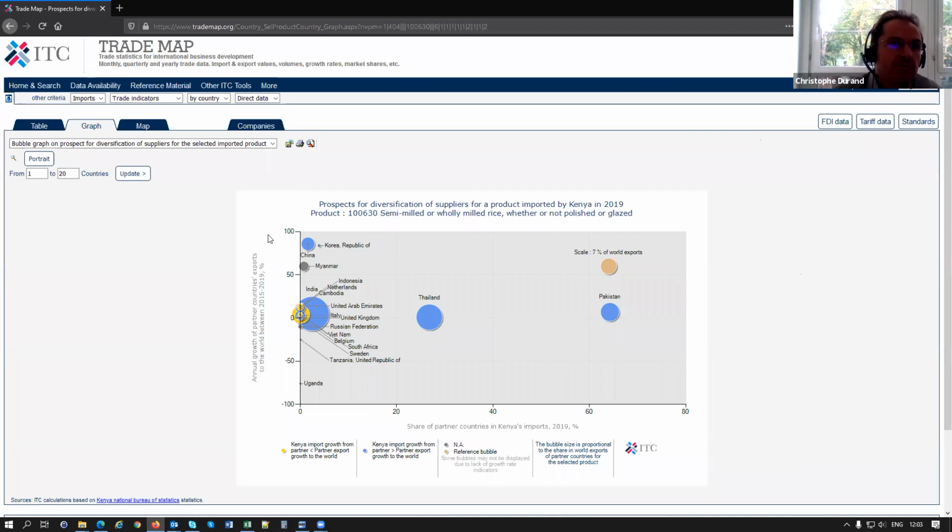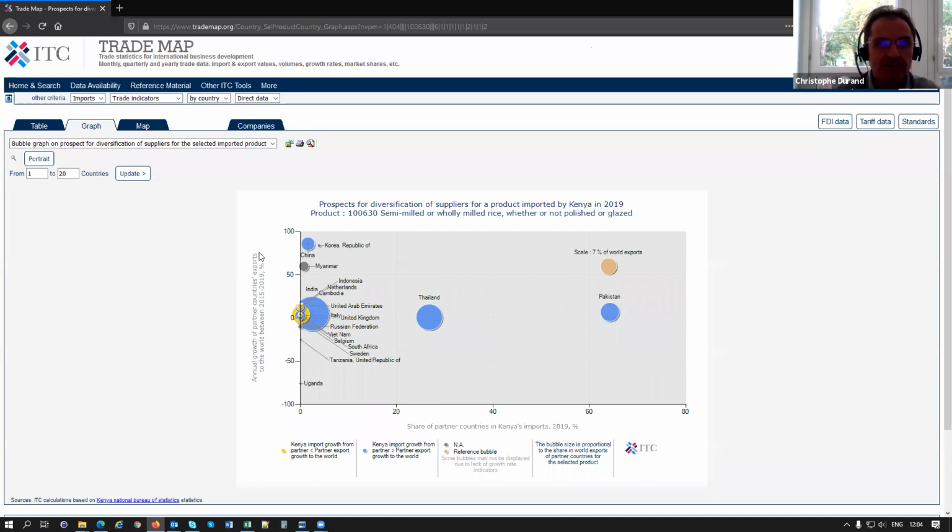On the vertical axis, we have the dynamism of the partners. This is the annual growth of partner countries' exports to the world over the last 4 years. In other words, if a bubble is on the top, it means that this particular country is supplying the world with rice in a faster and faster manner, right? This is what it means. So for instance, China and Korea are on the top of the screen, right? Because these are exporters of rice that really rocketed up in terms of their exports of rice to the world, not to Pakistan, not to Kenya, but to the world over the last 4 years.